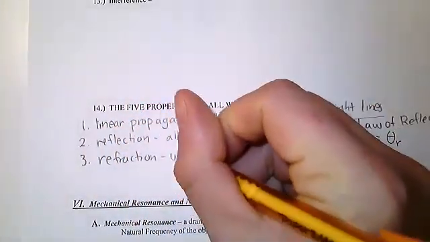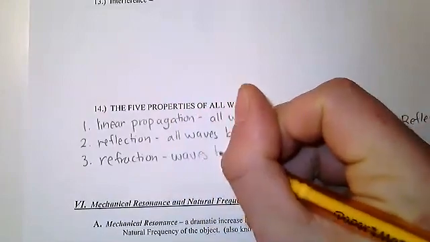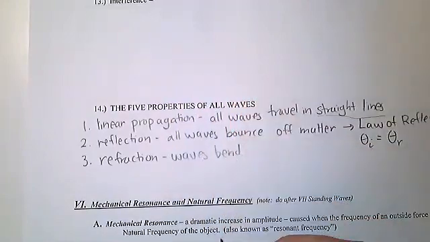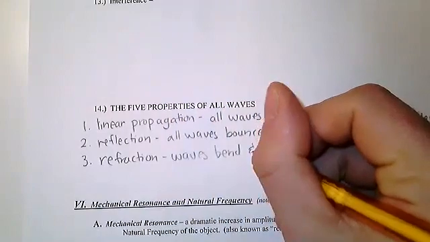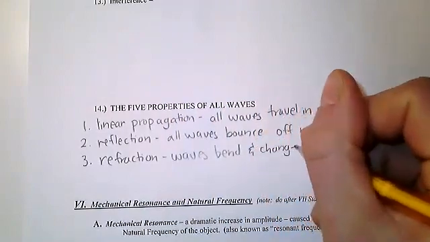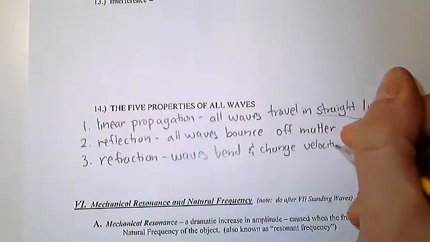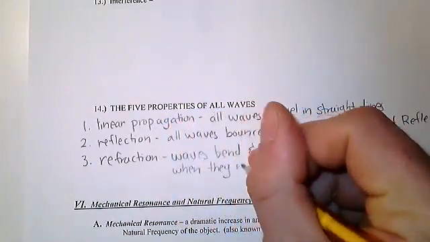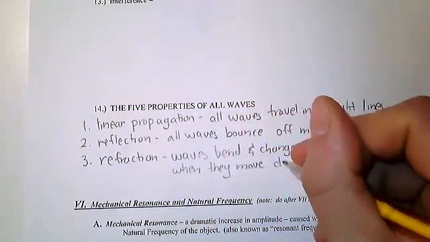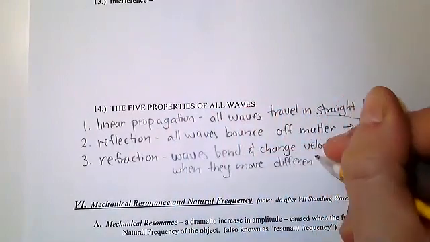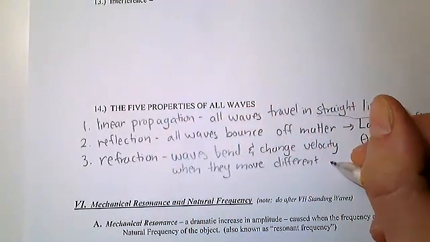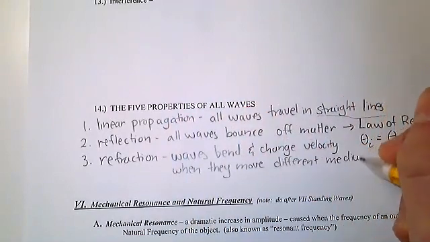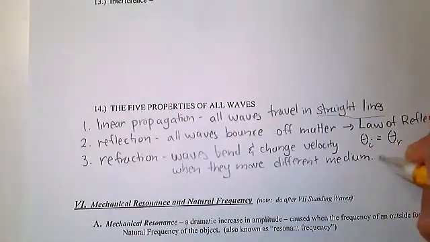And waves can actually bend, and that's because they change velocity. And that happens when they move through different media. So when they move from one medium, maybe like air, to a different medium, like water. Or from one medium, shallow water, to deeper water. Okay, so that concludes this video.